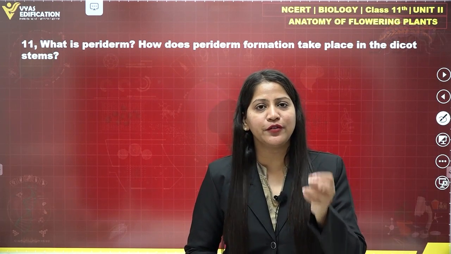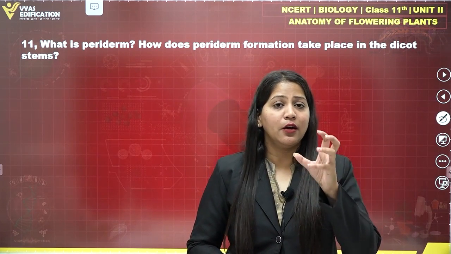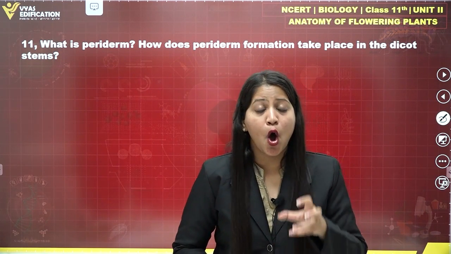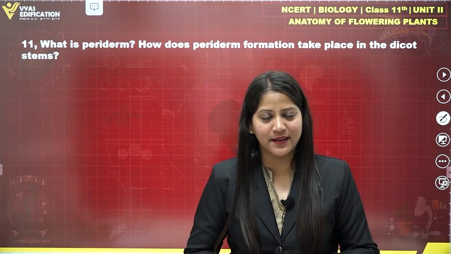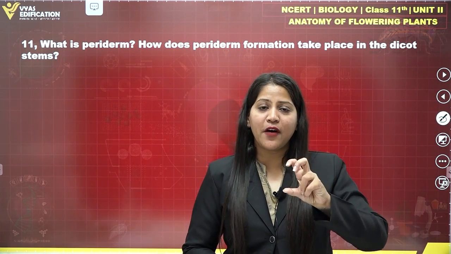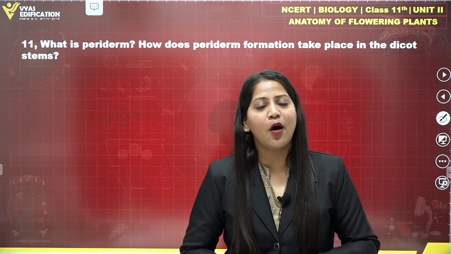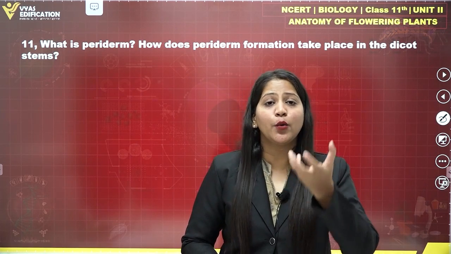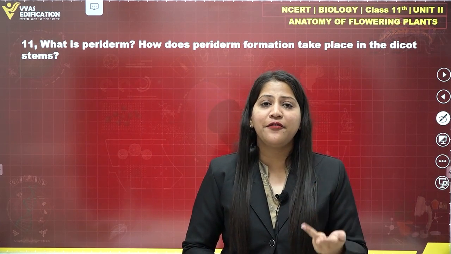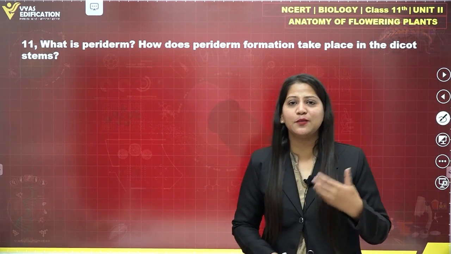So what is periderm? Periderm is a component of secondary growth in dicot stems. It is found on the surface of the stem and roots of dicot plants. If we talk about the structures included in the periderm, then periderm is composed of phellogen, phellem and phelloderm. Now how does the formation of periderm take place?